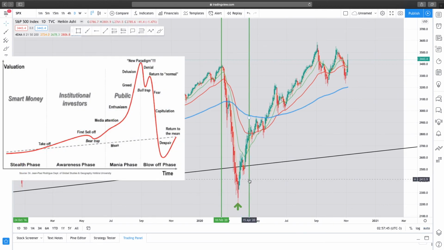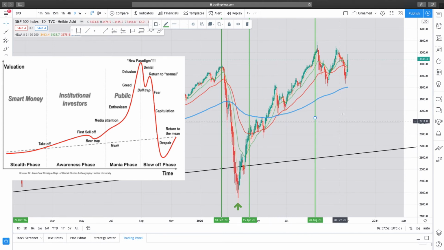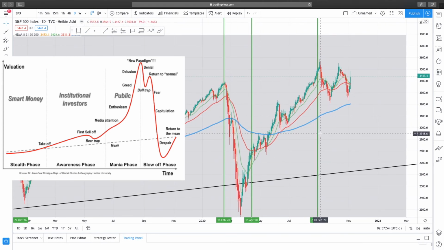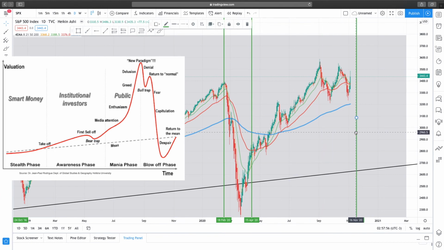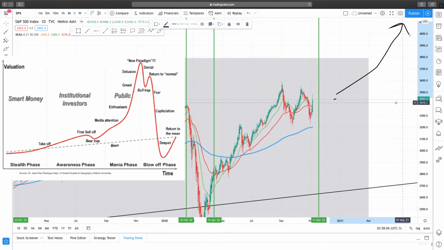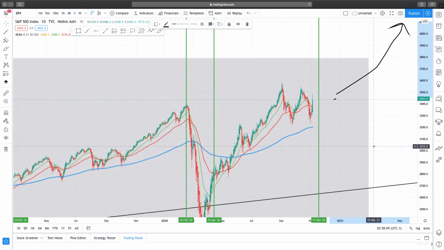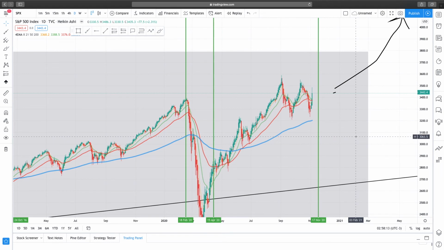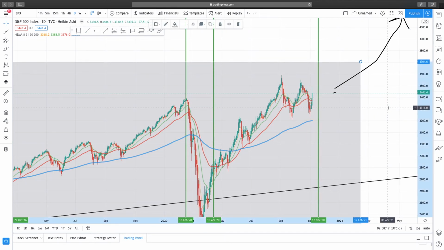So this would lead me to conclude that we've already seen the stealth phase followed by the awareness phase, and that right now we've just seen the bull trap, and that there's a possibility that we could be heading significantly higher within the mania phase. But of course, this is only my prediction, and I must have some evidence to back it up. So let's talk about some factors that may be supporting this theory that I have of us traveling even higher.